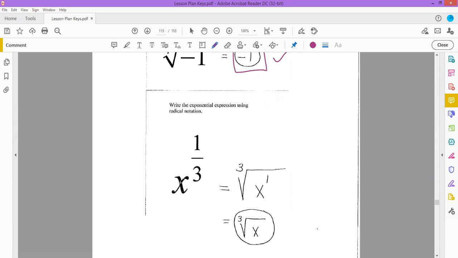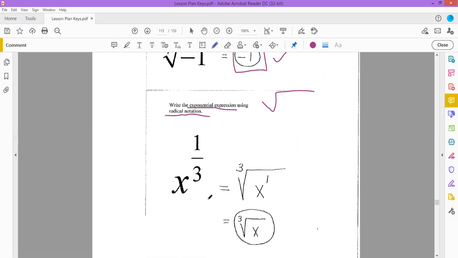Now, what do we do when we have fractions as our exponents, and we're asked to convert this exponential expression using radical notation? So when you have a root of a term, you can convert back and forth between the fraction exponent and the root form.